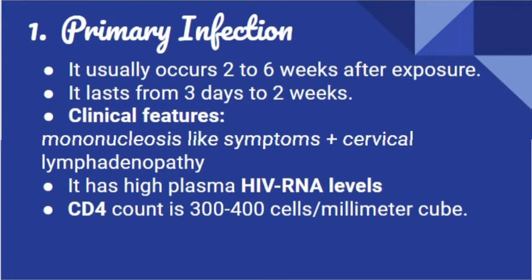First stage is the primary infection. It usually occurs 2 to 6 weeks after exposure, and it lasts from 3 days to 2 weeks. Its clinical features are of mononucleosis like symptoms in which the patient has flu, fever, body pain, and other things, plus cervical lymphadenopathy. It has high plasma HIV RNA levels, and its CD4 count is 300 to 400 cells per millimeter cube.